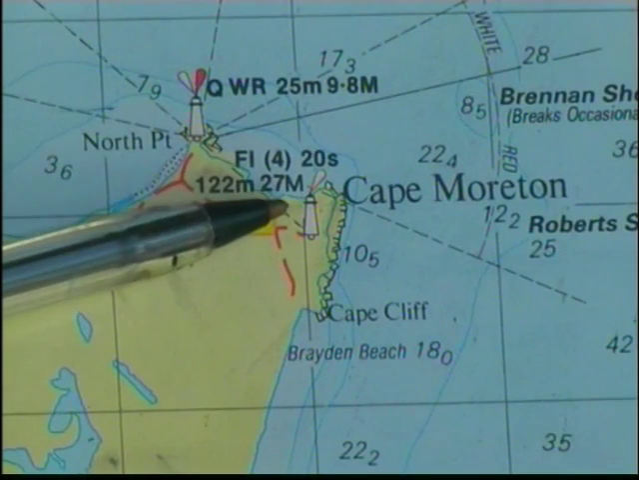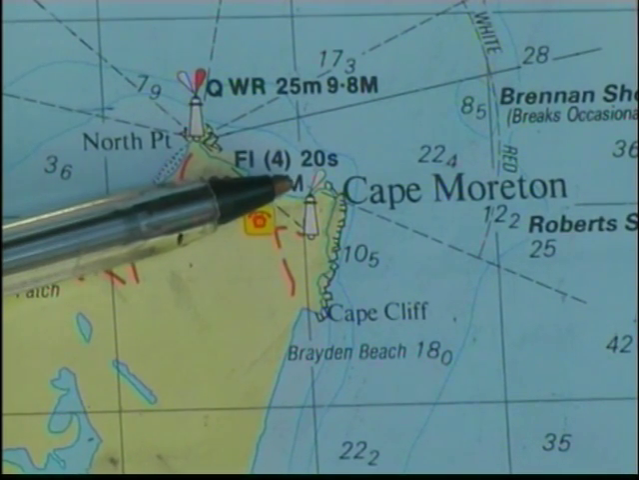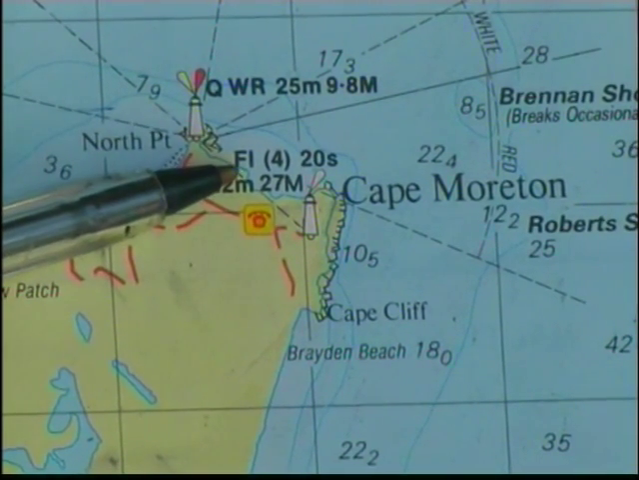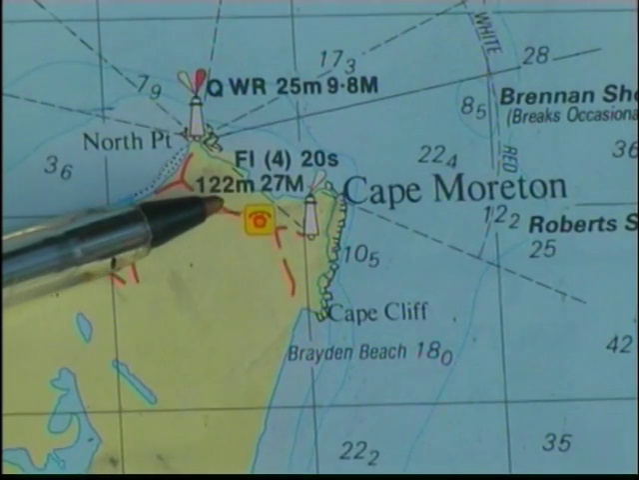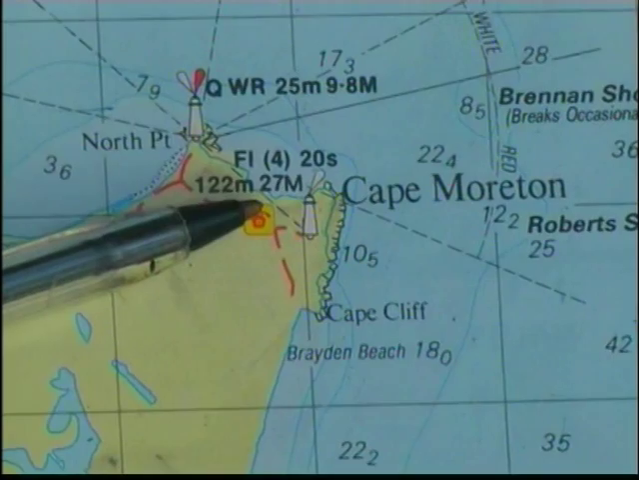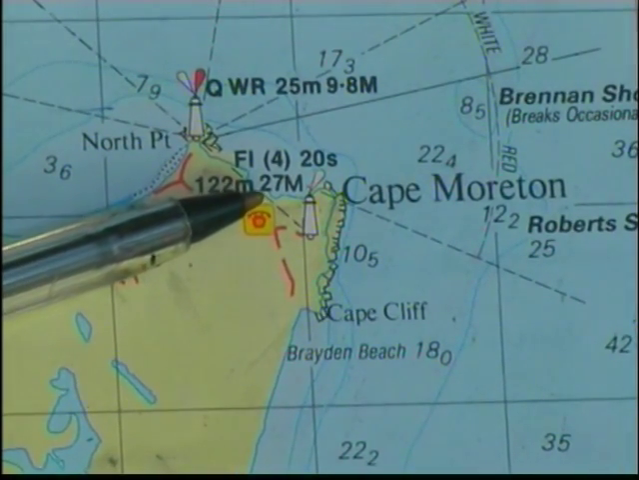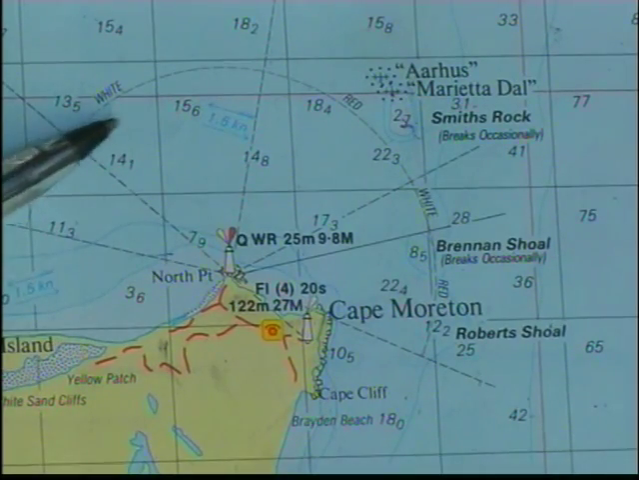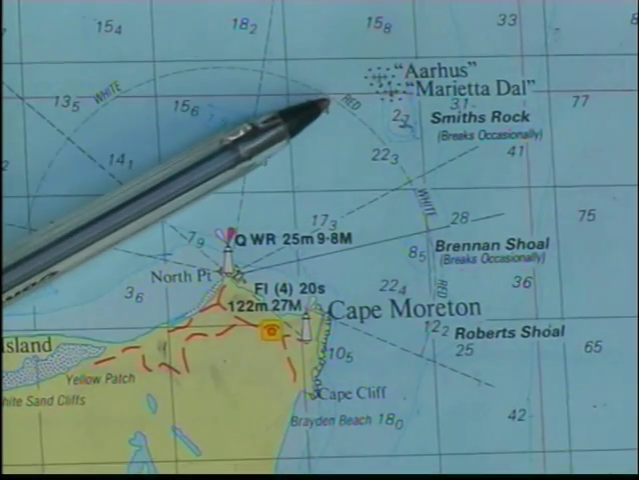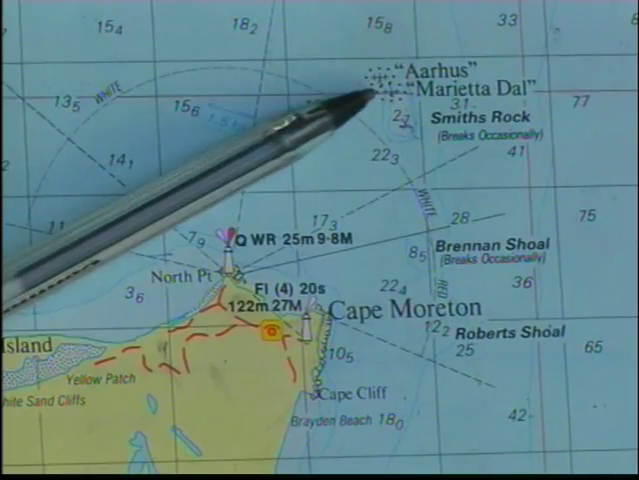This bottom one here, it's got a white teardrop, so it would have a white light at night. It's flashing in groups of 4, and that's happening every 20 seconds. It's 122 metres above the high water mark, and you can see that light for 27 nautical miles. Now, if you're coming in on a white sector, you'll be safe. If you're coming in on a red sector, then you're in danger of running aground. You can see the reefs and shoals that are just out here in this red sector.